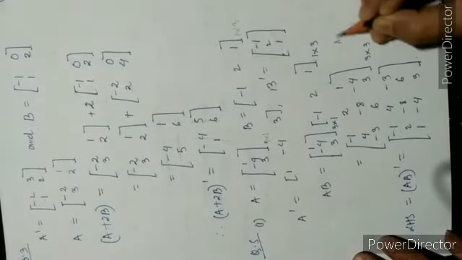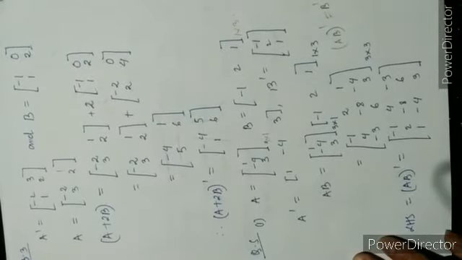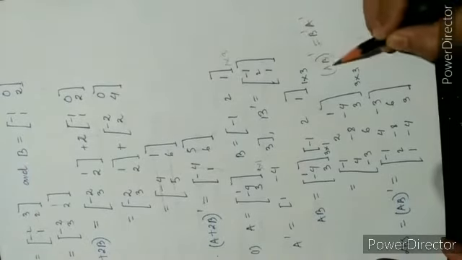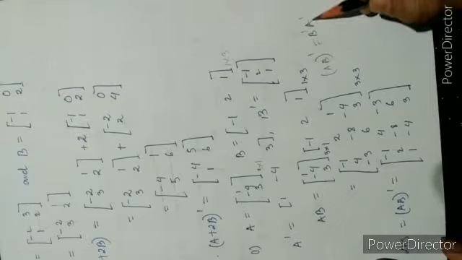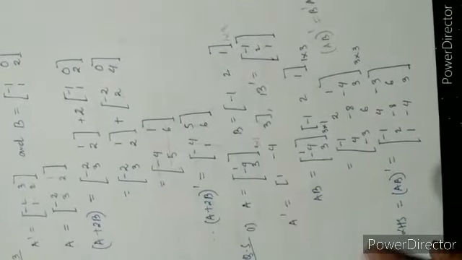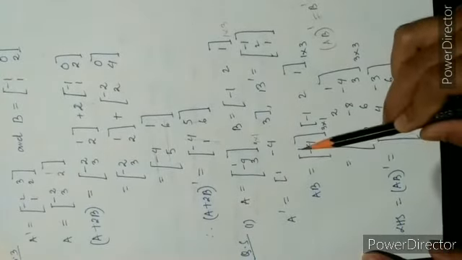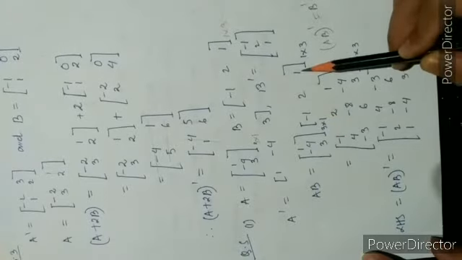We show that the transpose of AB is equal to B transpose multiplied by A transpose. The transpose of the product of two matrices is equal to the product of the two transposed matrices taken in reverse order. Write matrix A: minus 1, minus 4 and 3. Then write matrix B: minus 1, 2 and 1.